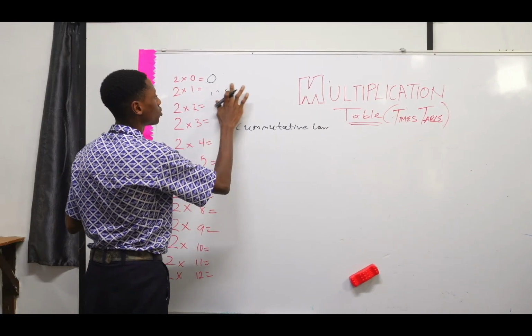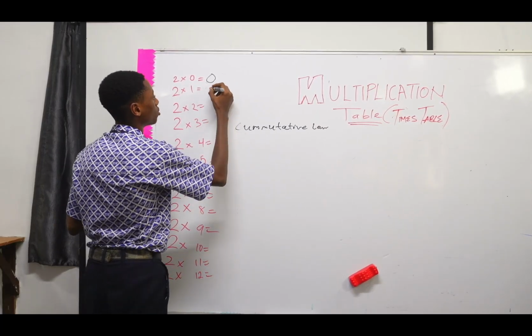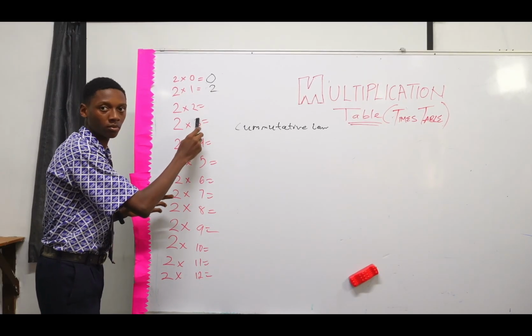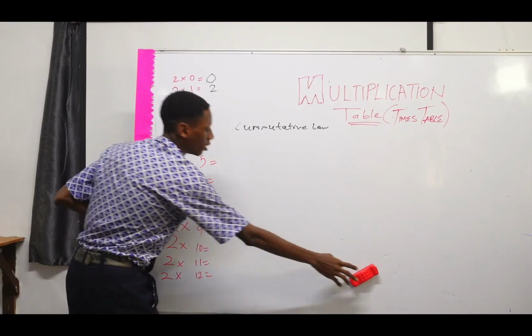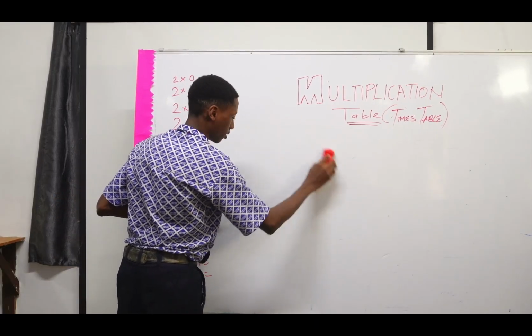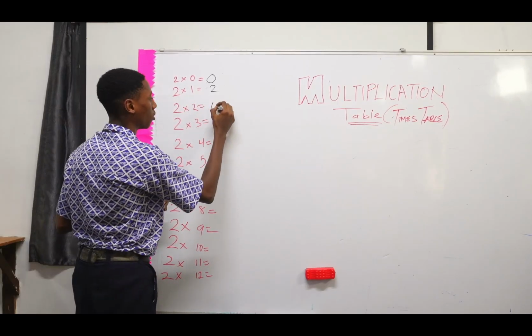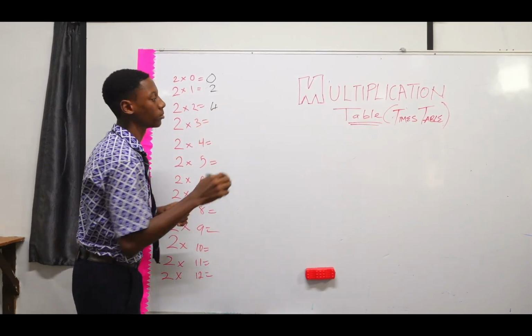And when you do 2 times 1 or 1 times 2, it will give you 2. Now, 2 times 2, if you press this on a calculator, you will get 4. Now, let me explain how you get 4.